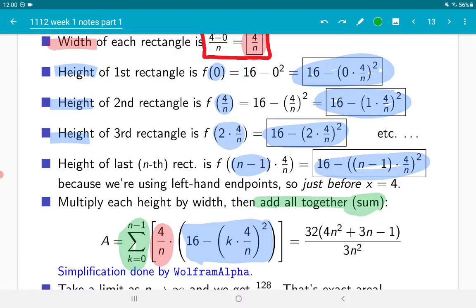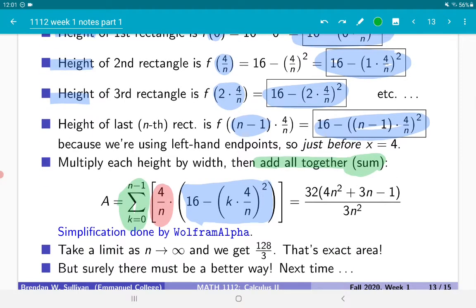So again, the red highlight there is the width of every rectangle. The blue highlight is the height of each one. And the green is the notation that tells me I'm summing all of that stuff together. Now, this is the kind of thing that we could spend some time learning some algebraic symbolic manipulation techniques, but I don't think we'll benefit a whole lot from doing that. And so I will recommend that we just use WolframAlpha to do that.